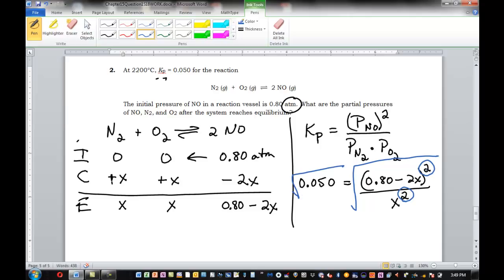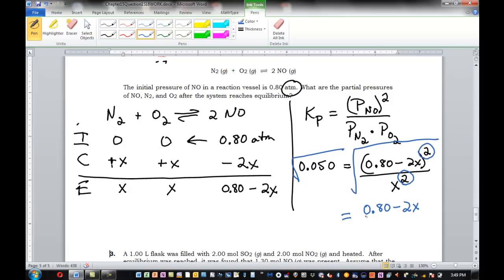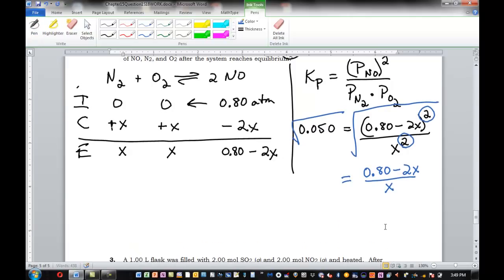But since the numerator is squared, that's just going to reduce to 0.8 minus 2x, because that was squared and we took the square root of it. So in effect, the square root is raising to the 1/2 power, and 2 times 1/2 is just going to be 1. So we end up with 0.8 minus 2x, and the square root of x squared is just x. How beautiful is that?